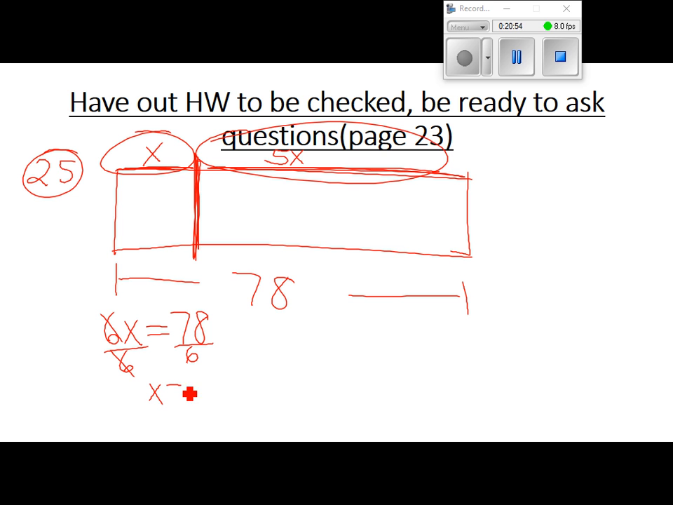Somebody help me out with their calculator. Comes out to be 13. So what's 13? Length of this board is how long? 13 inches. How long is the other board? 65 inches. Everybody agree with all that?